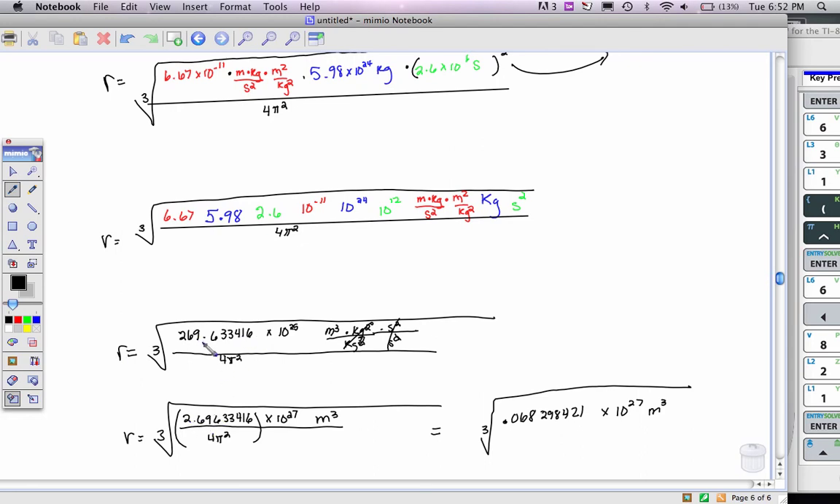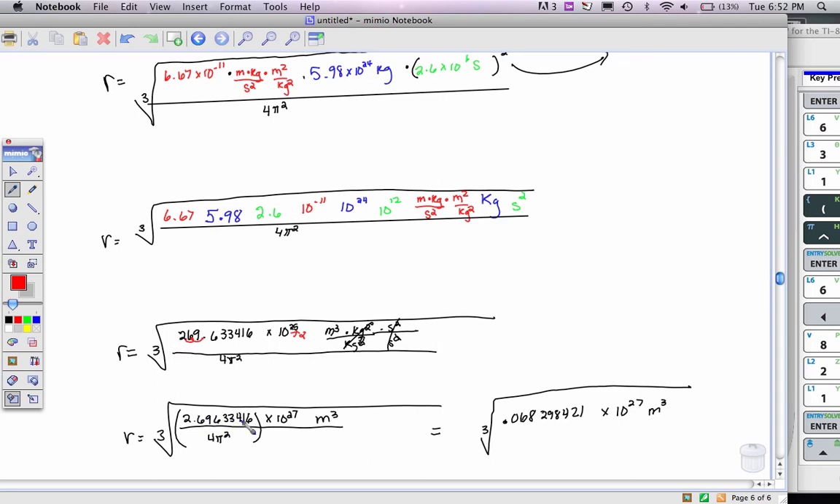269.6333416 in scientific notation. If you can see, I'm moving my decimal place 2 spots. What that allows me to do is add 2 to the exponent of 25, so I get 10 to the 27th. The good thing is, remember when we take the cube root, we are dividing 27 by 3. Now, the only thing I'm left with as far as my units are concerned is m cubed.